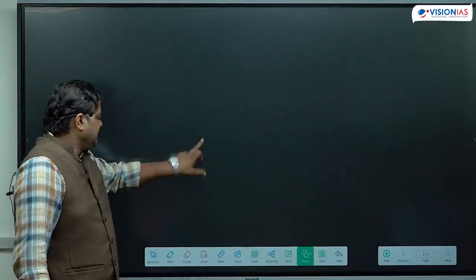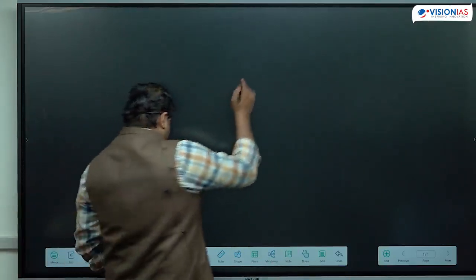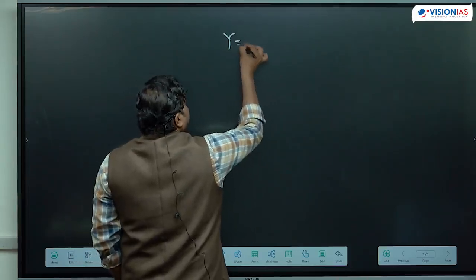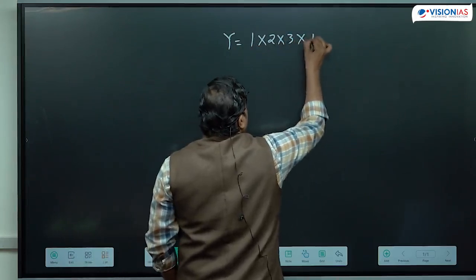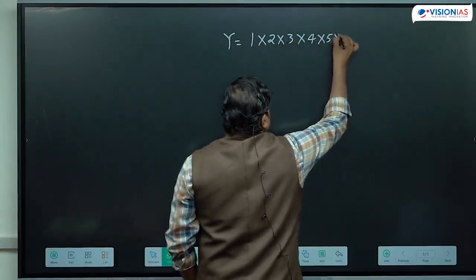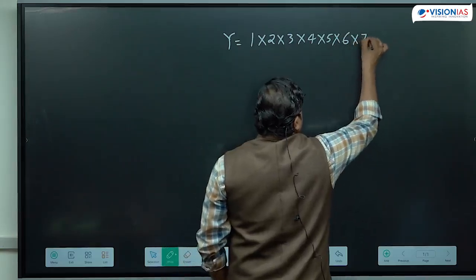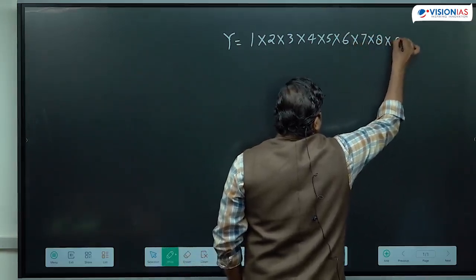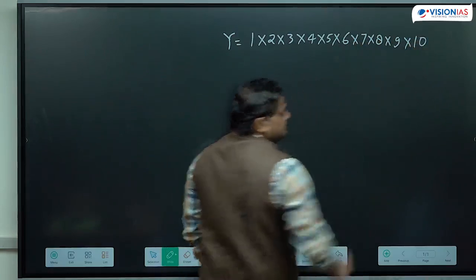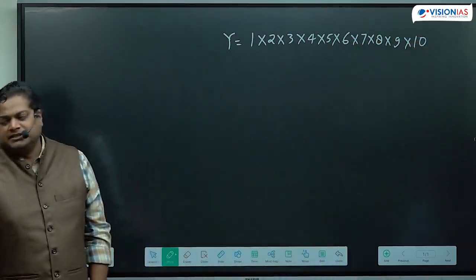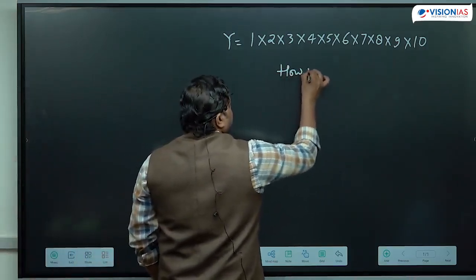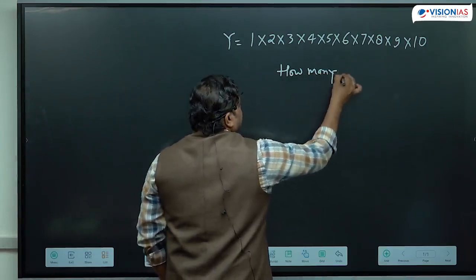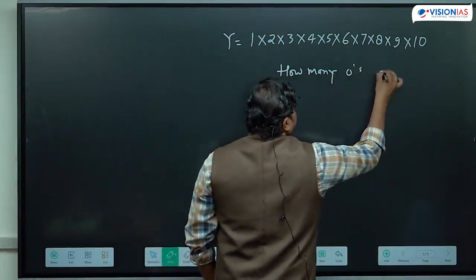Then if I write this way, if a number is written this way, 1 into 2 into 3 into 4 into 5 into 6 7 8 9 10, if this way one expression is given, it is asked how many zeros are there at the end.